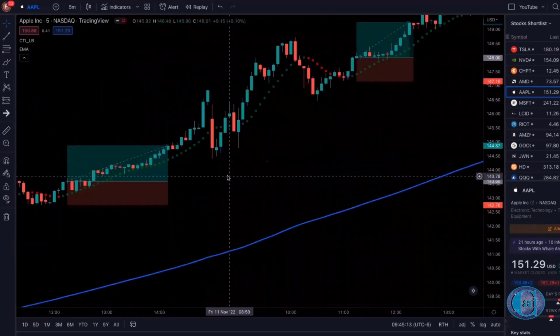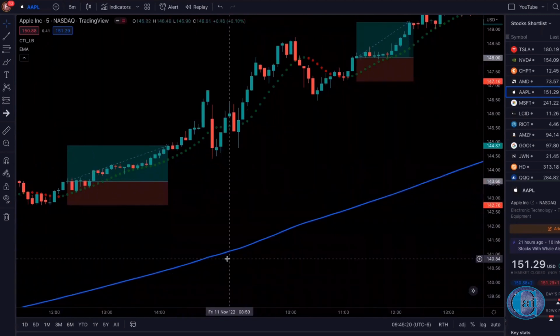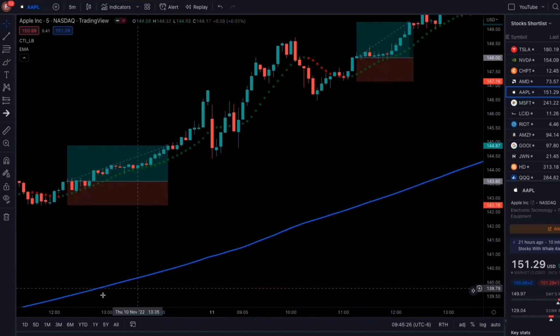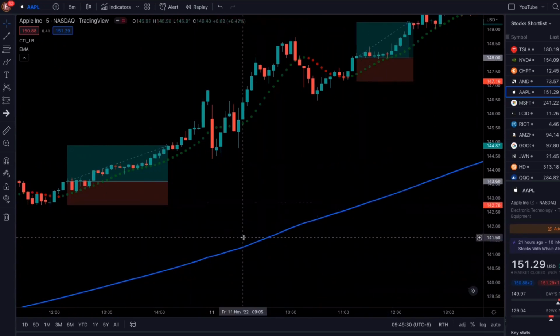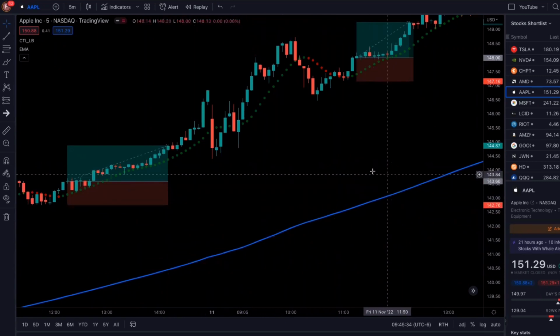On the buy trades that we looked at, you see how there's a slant even on the EMA that's moving up, right? So you want to make sure that when you're using the strategy, there's a slant to the EMA, to the exponential moving average, which shows that it is trending in a certain direction. You don't want that EMA to be flat. And let me show you an example of what I mean by that.